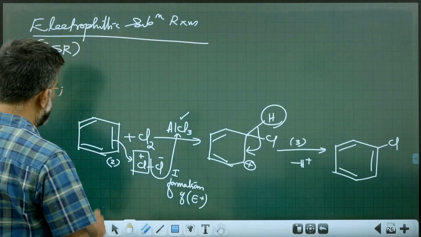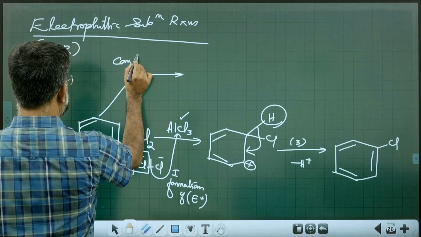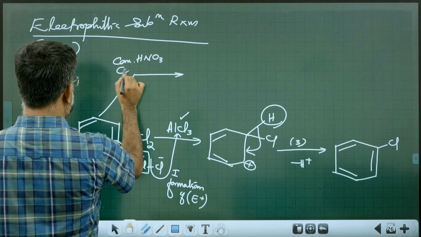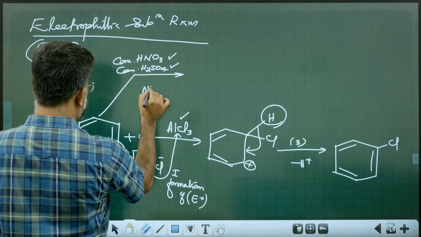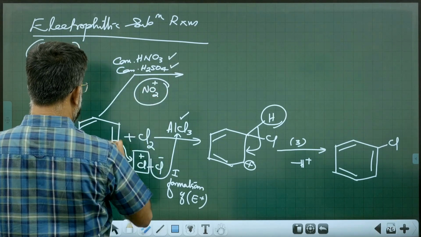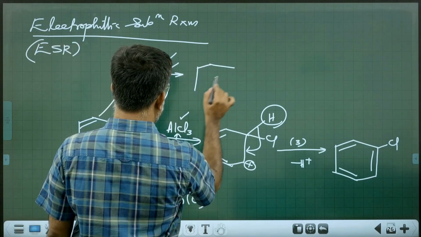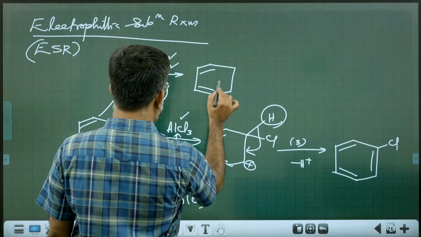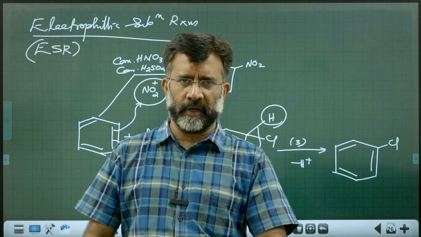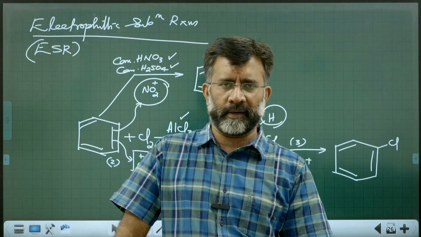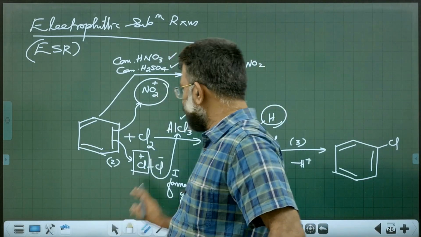Let us examine the nitration of benzene. This is treated with concentrated nitric acid and concentrated sulfuric acid. When these 2 are involved, you get the electrophile NO2 plus, and that is attacked by the benzene ring, and you get nitrobenzene. The rest of the mechanism is quite the same. There are also 3 steps: formation of electrophile, attack of electrophile giving arenium cation, removal of H plus. Same procedure. So this is called halogenation.